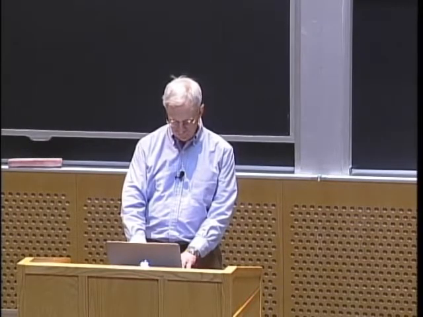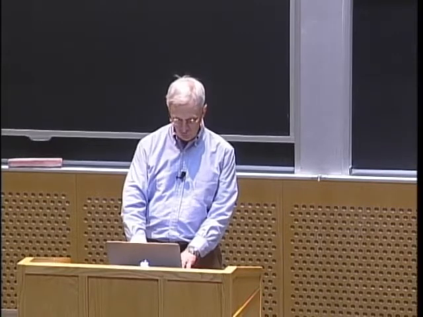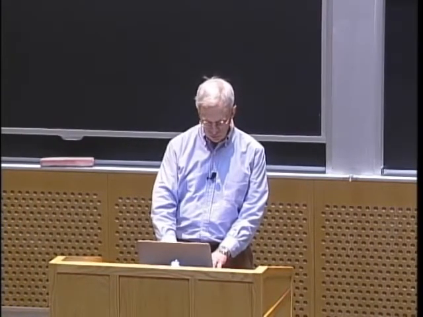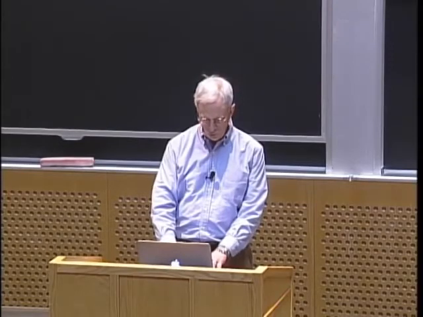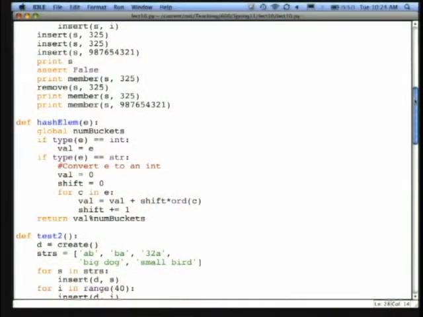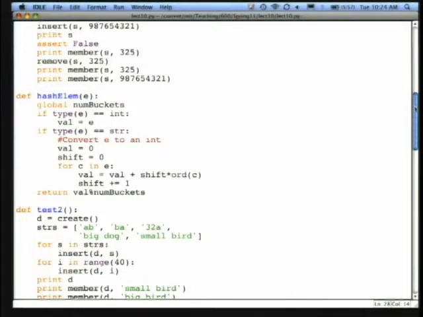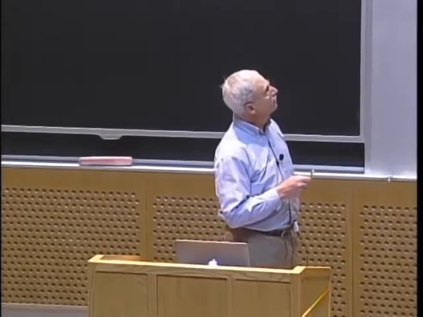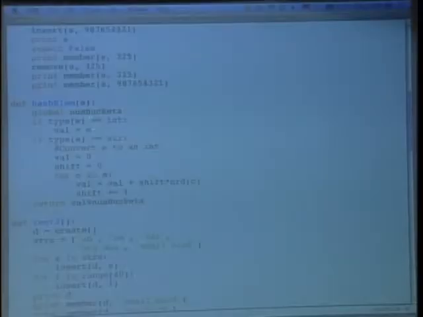Okay, I don't need to show you that this works. You'll just believe me, I'm sure. Let's look at a slightly more complicated hash function. Here, I want to hash something that could be either an int or a string. So I first check and see if it's an int. If so, I'll set the value to be e. Then down at the bottom, I'll do the modulus operator again. But if it's a string, I'm going to first convert e to an int.